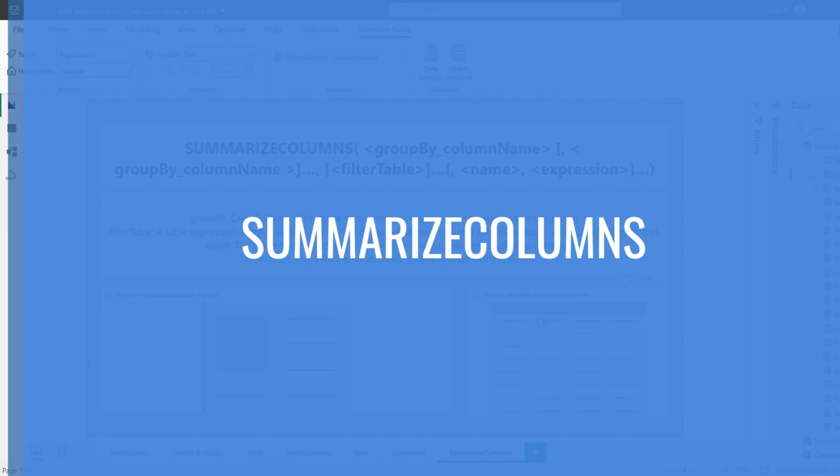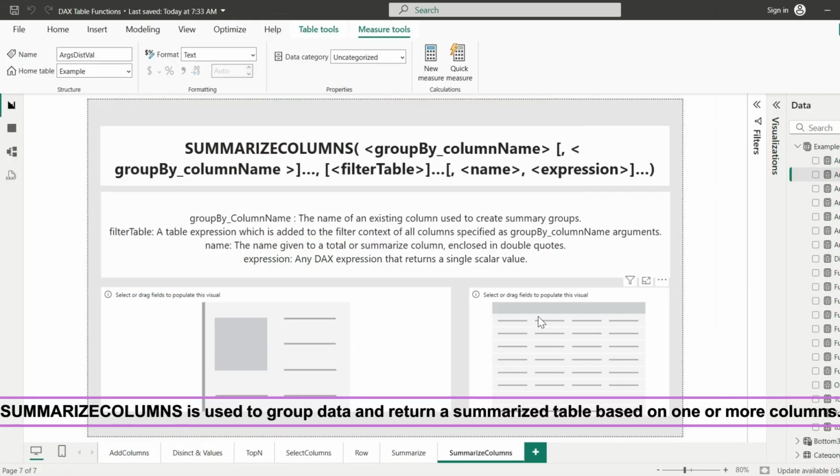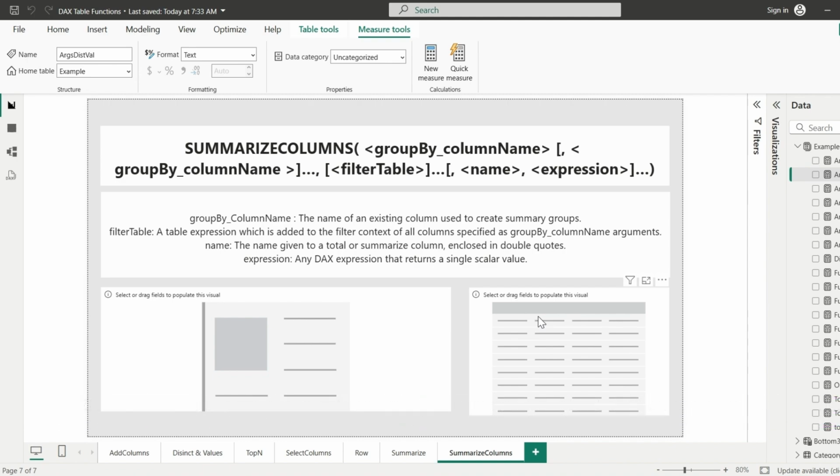This function is used to group data and return a summarized table based on one or more columns. We mainly use it when we want to group columns from different tables, apply filters directly inside the function, or create summarized tables using measures. So let us see its syntax.